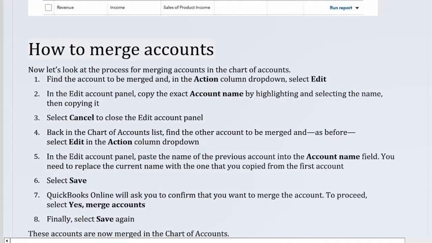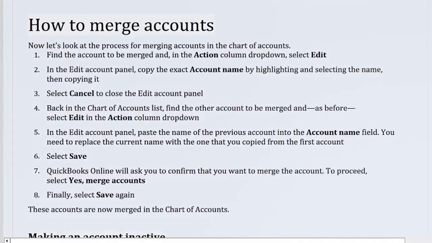How to merge accounts. Now let's look at the process for merging accounts in the chart of accounts. Find the account to be merged and, in the Action column drop-down, select Edit. In the Edit Account panel, copy the exact account name by highlighting and selecting the name, then copying it. Select Cancel to close the Edit Account panel.